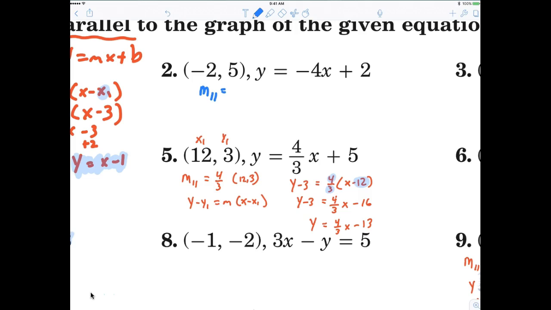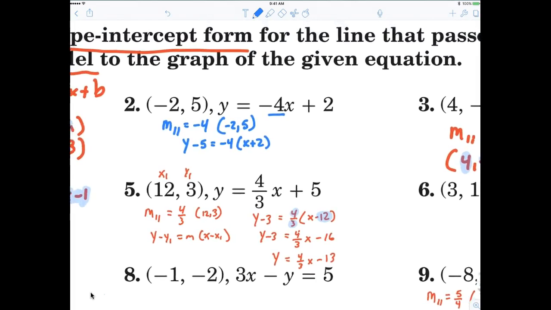Anytime something is parallel, I want you to write the slope of the parallel. Remember, the slope of the parallel line was the same, so it would be negative 4 passing through the point negative 2, 5. So we're going to write the equation. I still recommend you use point slope form. So it would be y minus 5 equals negative 4 times x plus 2.